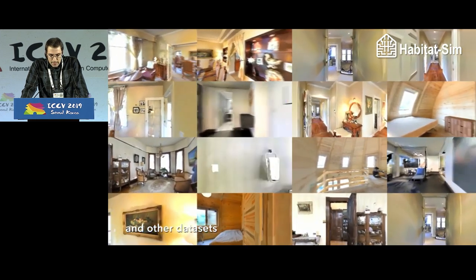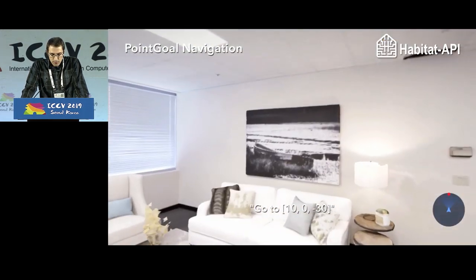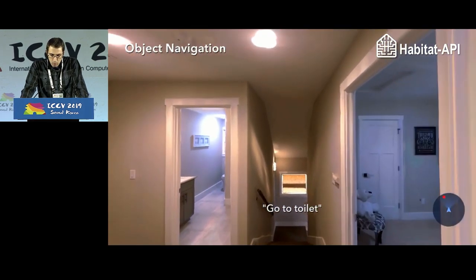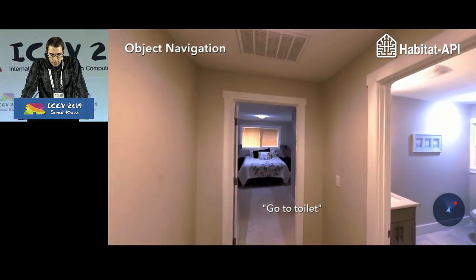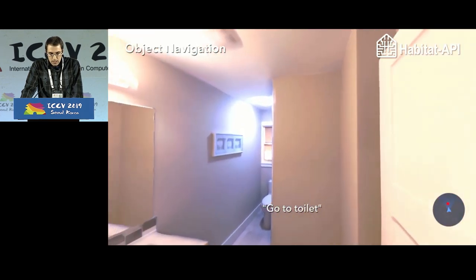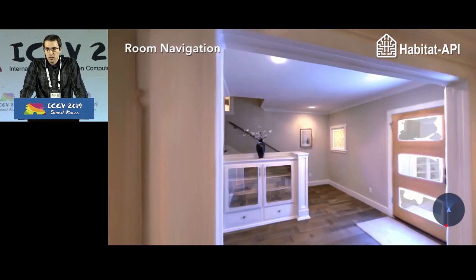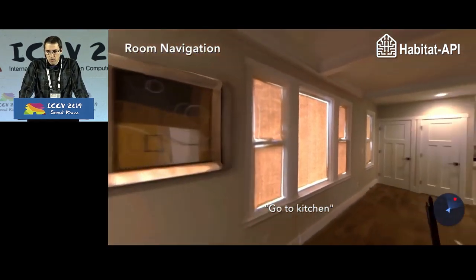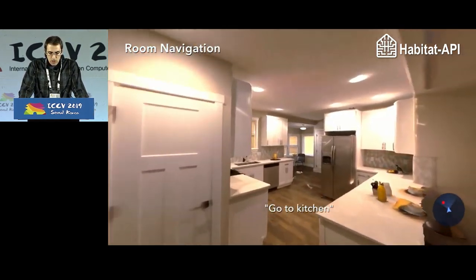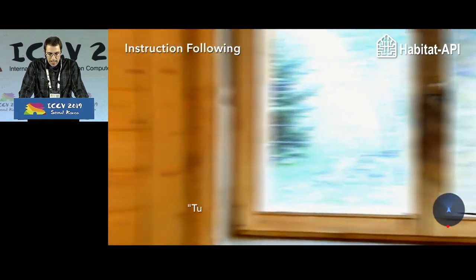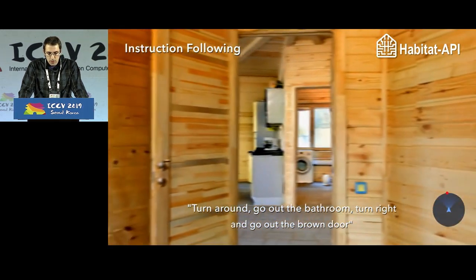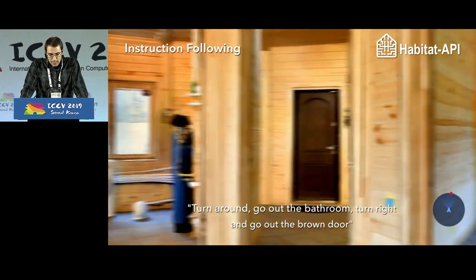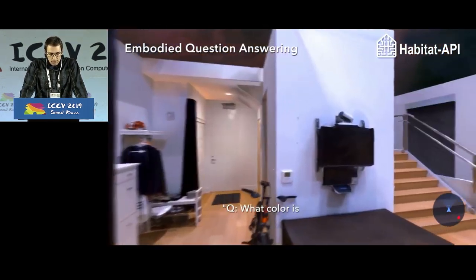The Habitat API framework allows flexible specification of embodied AI tasks, including point goal navigation, object semantic based navigation, navigation to particular rooms or regions, as well as tasks involving natural language reasoning, such as instruction following tasks and embodied question answering tasks. A key strength of Habitat is highly performant simulation.